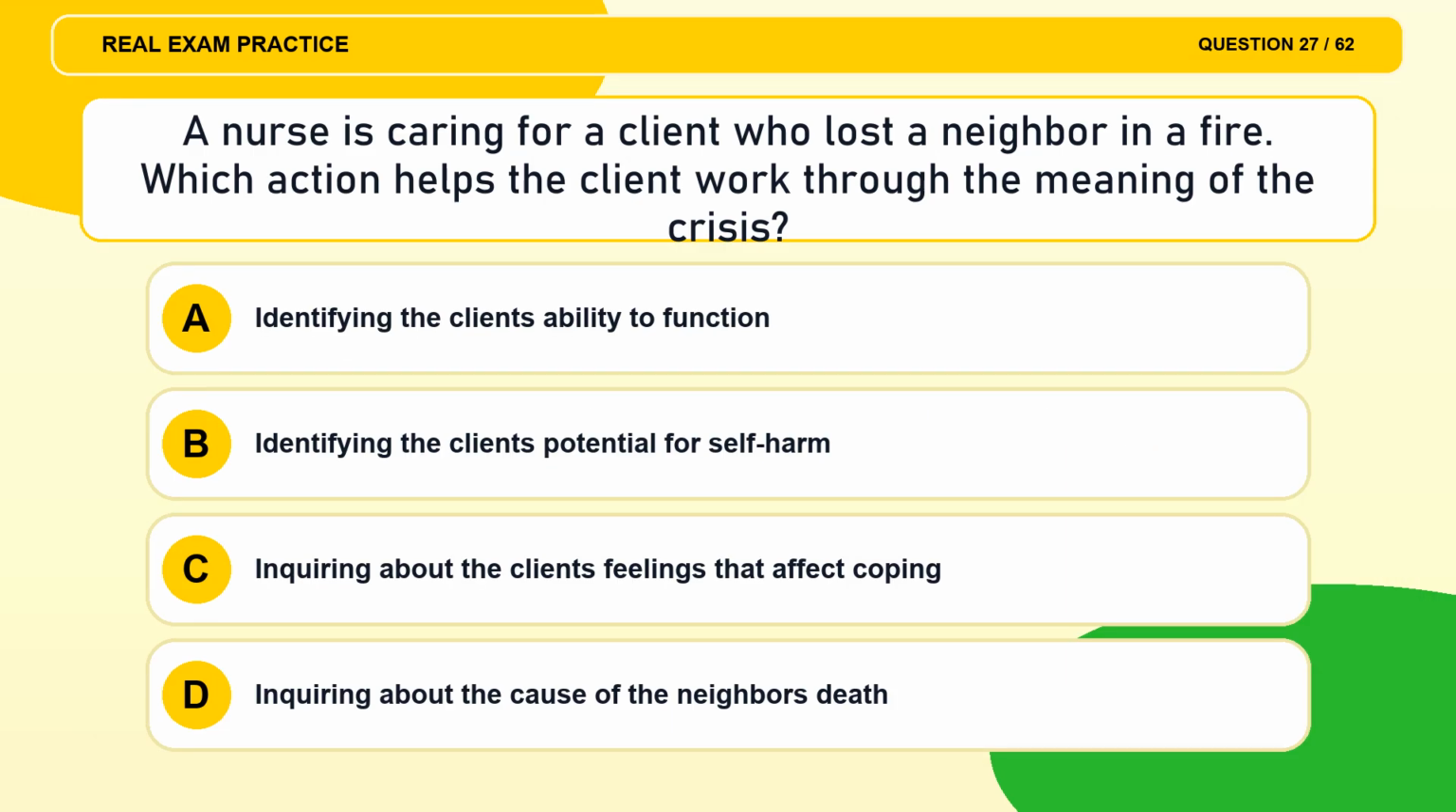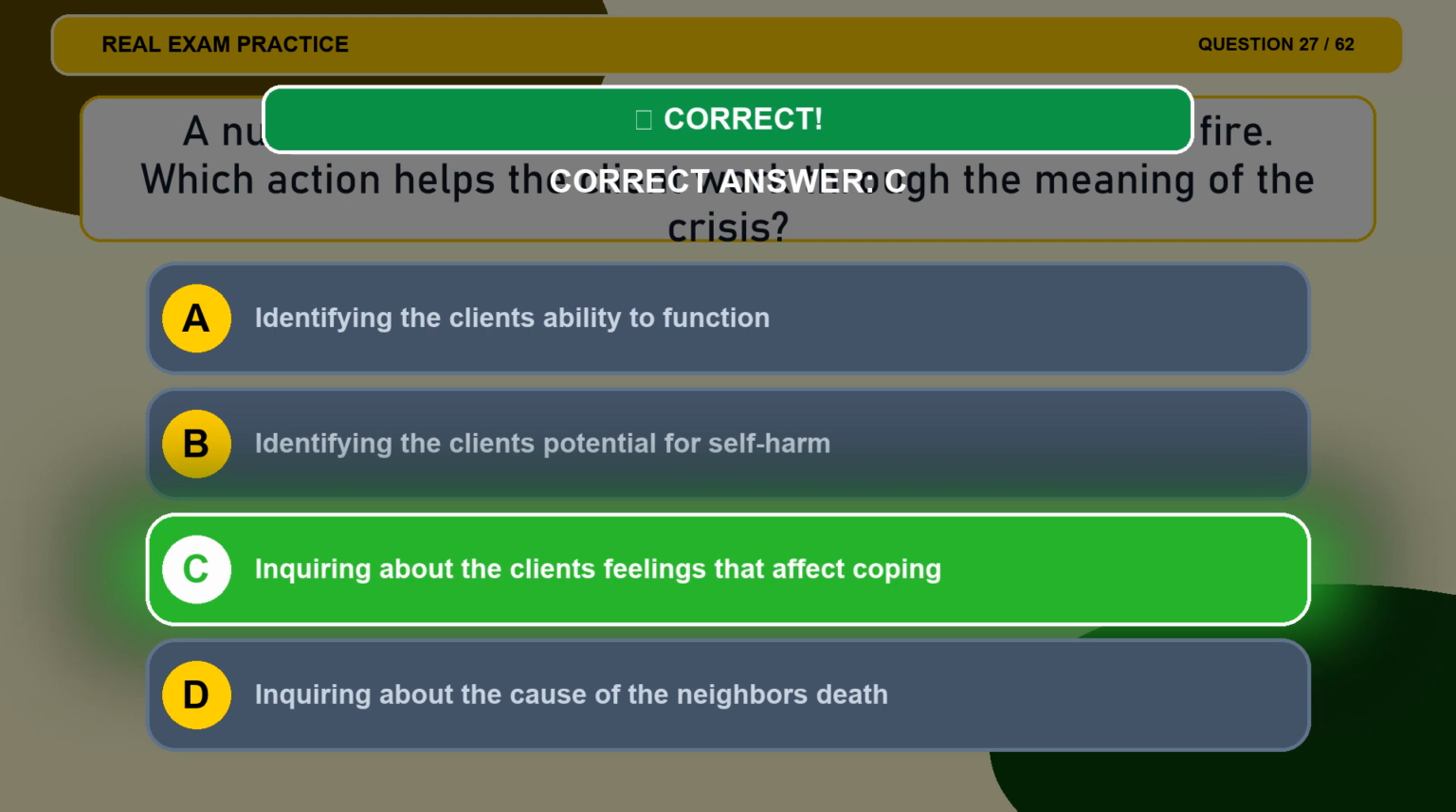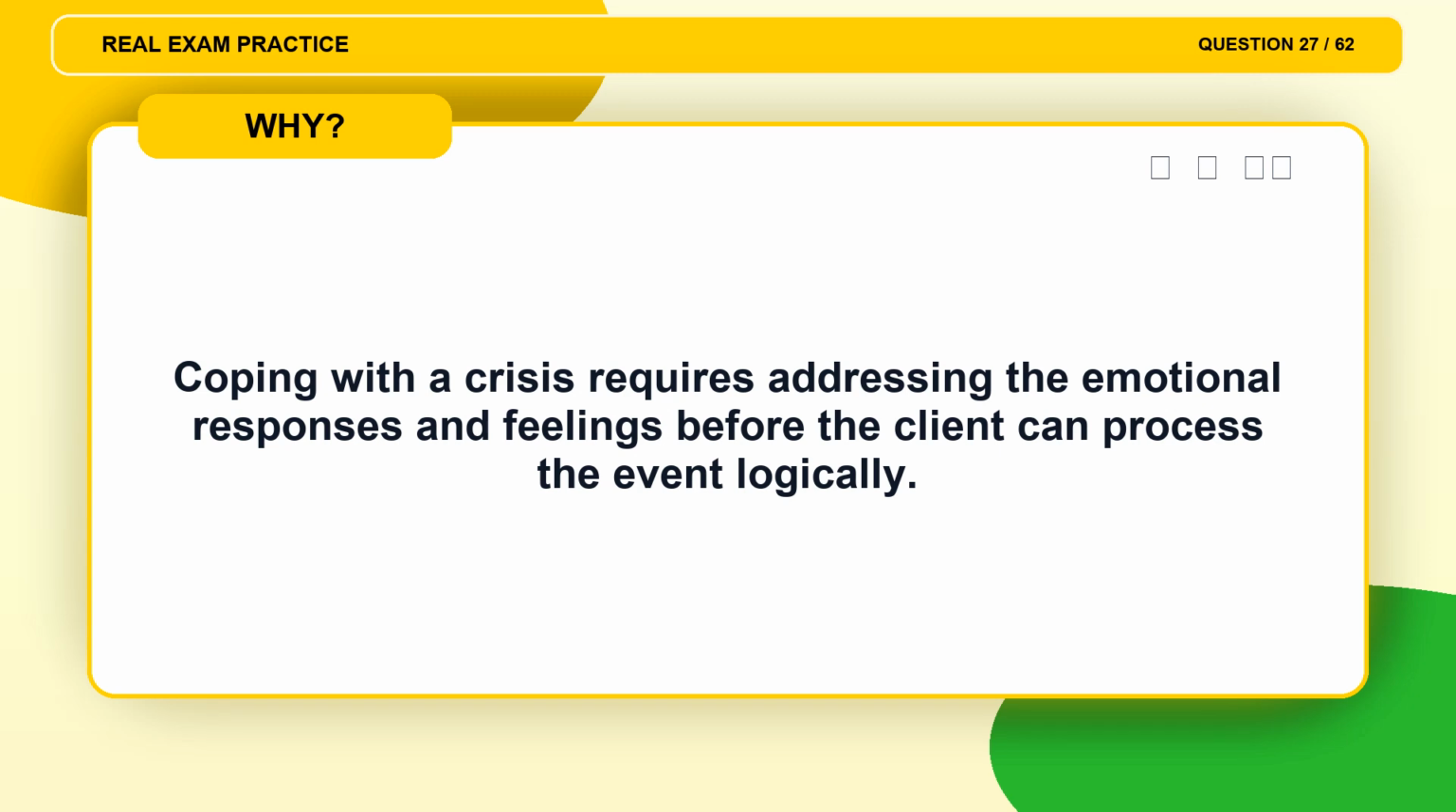Which action helps the client work through the meaning of the crisis? Option A, identifying the client's ability to function. Option B, identifying the client's potential for self-harm. Option C, inquiring about the client's feelings that affect coping. Option D, inquiring about the cause of the neighbor's death. The correct answer is Option C, inquiring about the client's feelings that affect coping. Coping with a crisis requires addressing the emotional responses and feelings before the client can process the event logically.